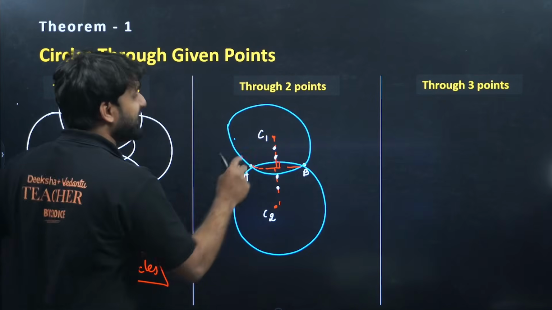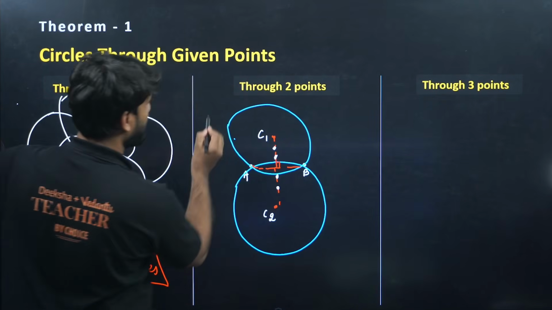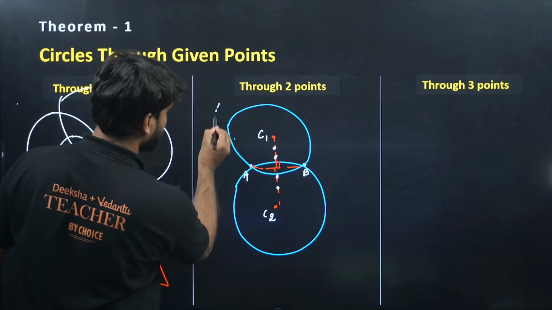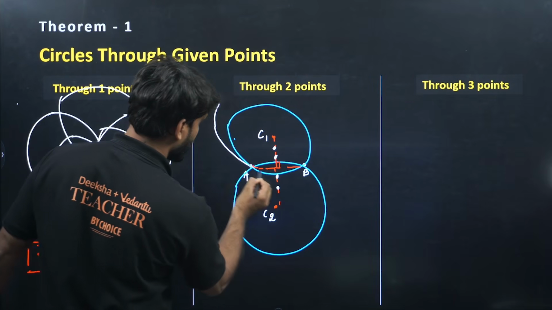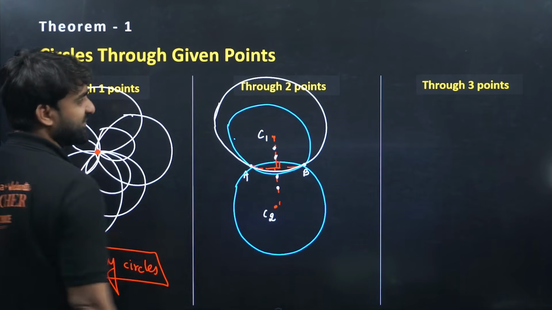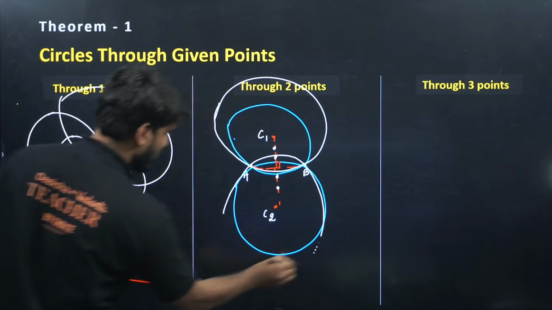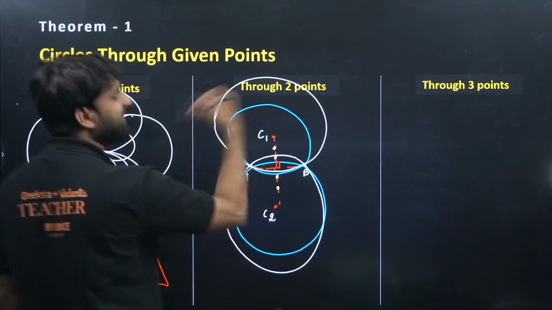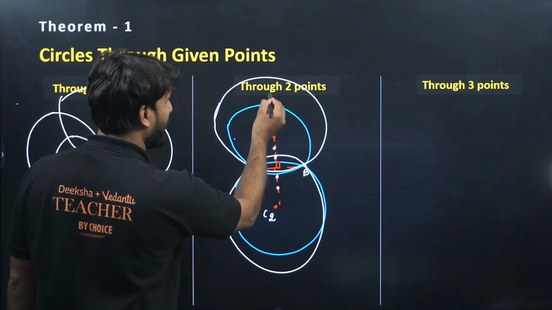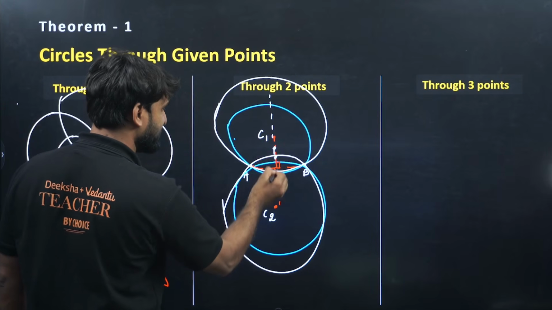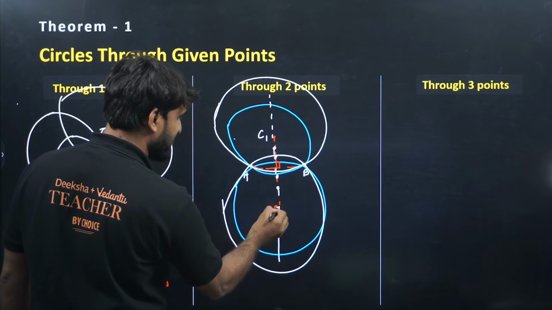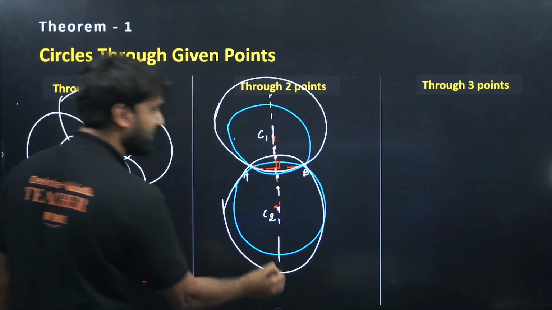So in this case also, how many circles can we draw? Let me show you. I'm drawing a bigger circle. Look, this is the circle. I'm drawing one more circle. This. So many circles we can draw. And the centers of all the circles will be lying on this line itself. All the centers will be lying on this line.